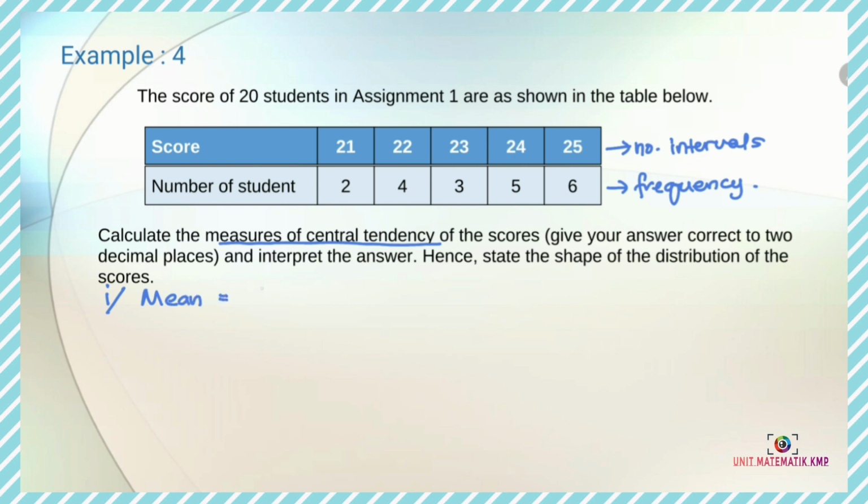Also, the same formula because this is ungrouped data. But now, we have the frequency given. So, we have to find the total of f times x over total of f, or frequency.